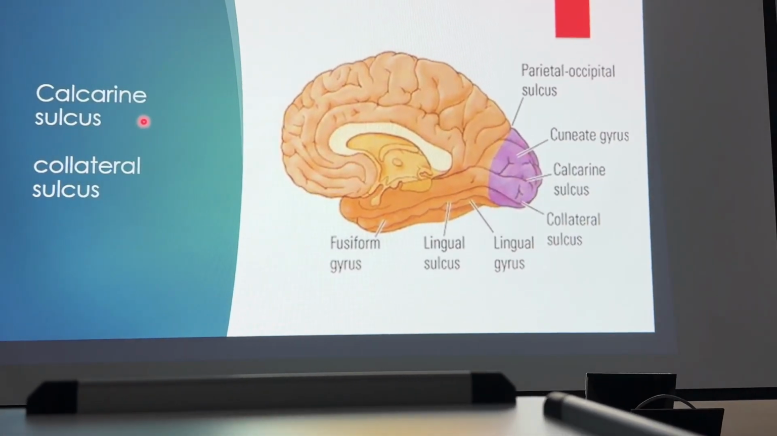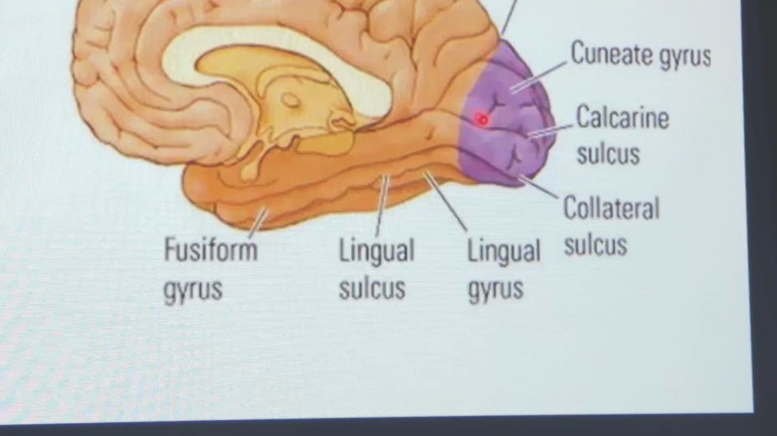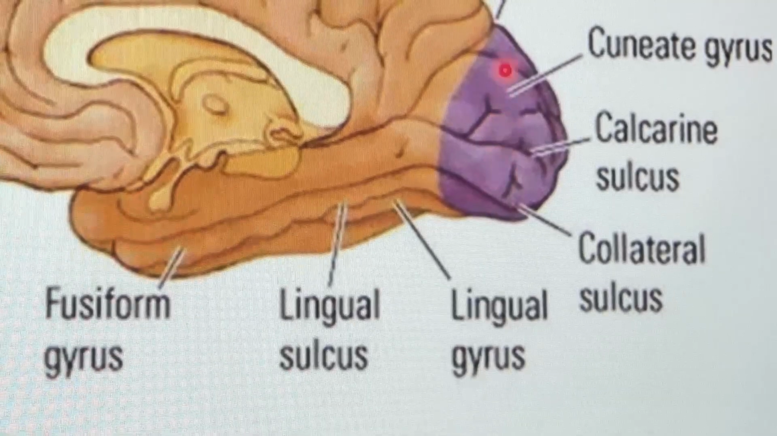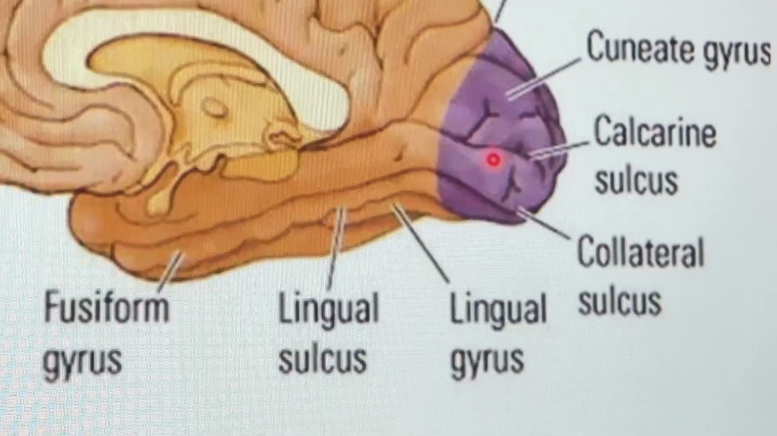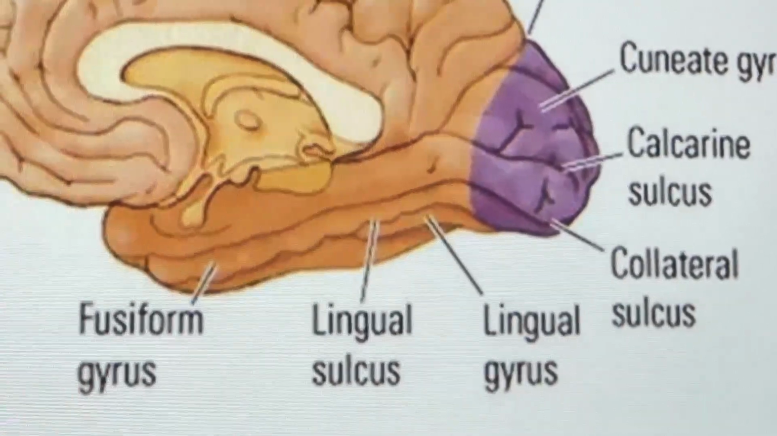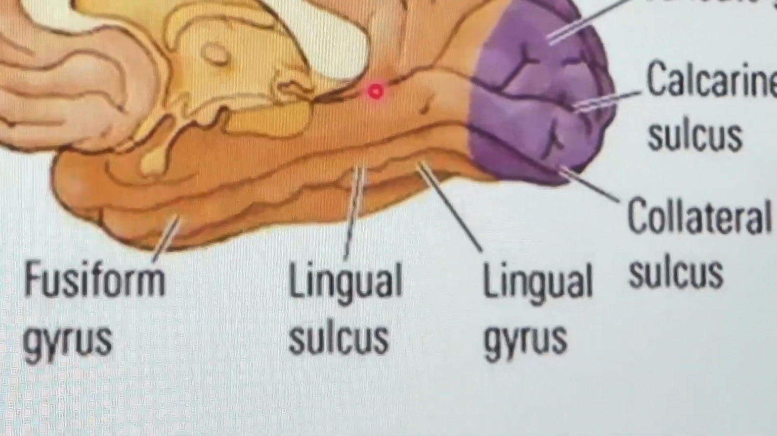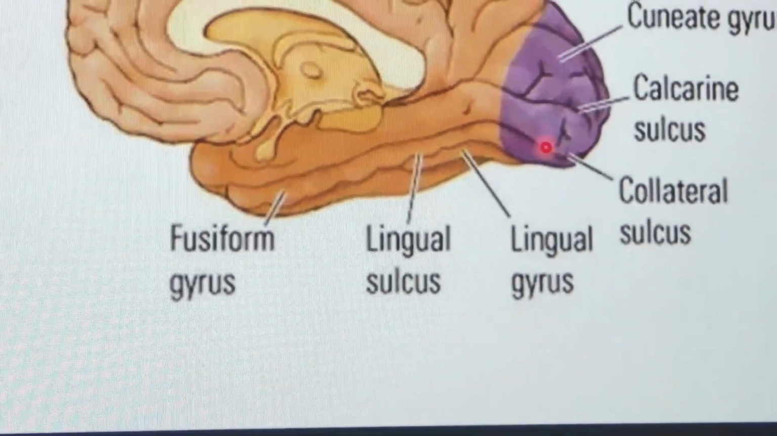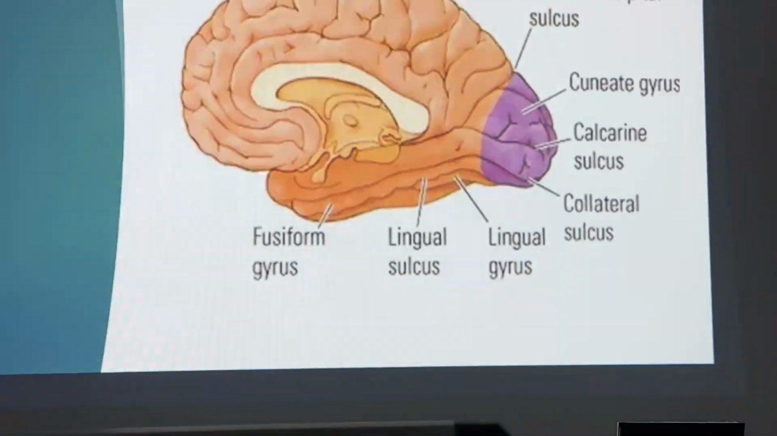Now we have the calcarine sulcus and the collateral sulcus. The calcarine sulcus is also in the medial aspect of the brain. It separates the occipital lobe into upper and lower parts of the visual cortex. It demarcates the visual cortex and separates it into upper and lower parts. And the collateral sulcus is mainly in the temporal lobe. It separates the medial parahippocampal gyrus from the lateral temporal gyrus and extends posteriorly into the inferior medial aspect of the temporal occipital lobe.